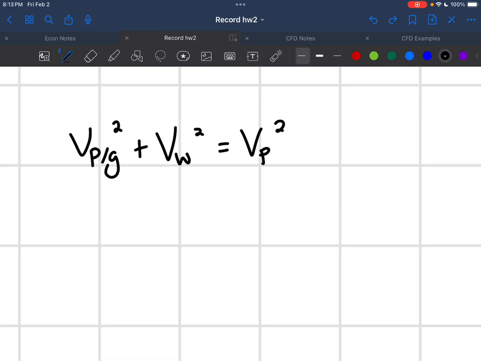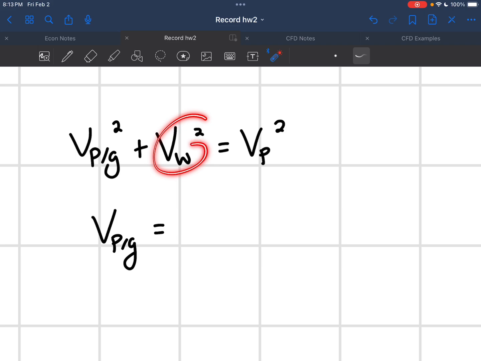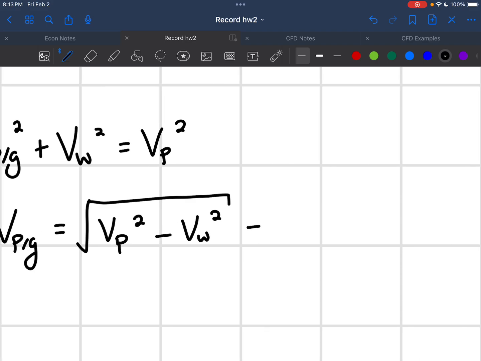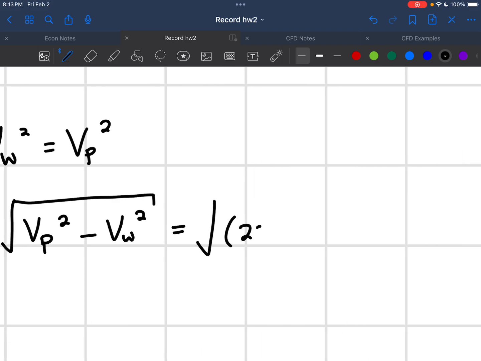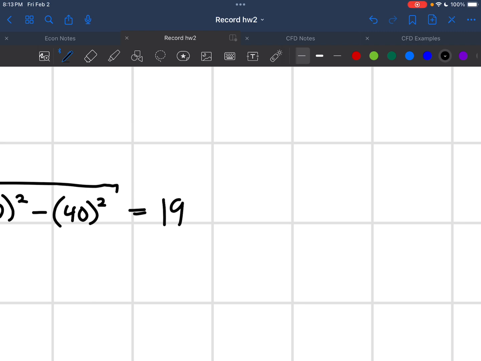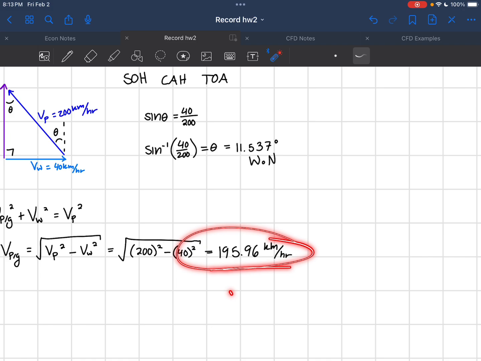So my velocity of the plane relative to the ground will be, I can subtract this over to the other side and then square root. So it'll be the square root of VP squared minus VW squared. And then I can plug in my numbers. So it'll be 200 squared minus my 40 kilometers per hour squared. And punching all of that into a calculator will give me 195.96 kilometers per hour.